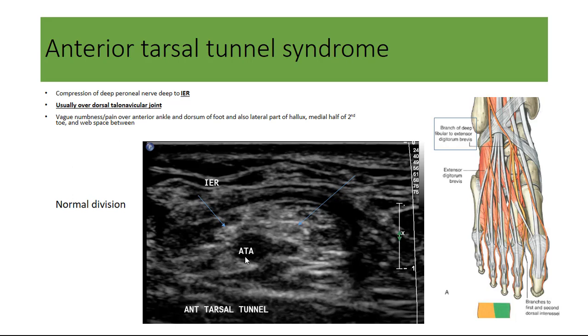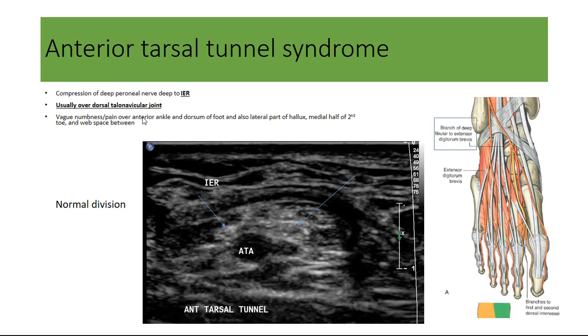Here's our anterior tibial artery, just about to turn into our dorsalis pedis artery, and we can see a normal division of our deep peroneal nerve happening here. We can get a bit of impingement of the deep peroneal nerve that happens deep to the inferior extensor retinaculum. This is called anterior tarsal tunnel syndrome. And if you're going to pinpoint a point where it happens, it's usually over the dorsal talonavicular joint.